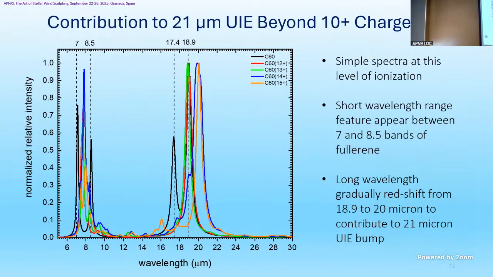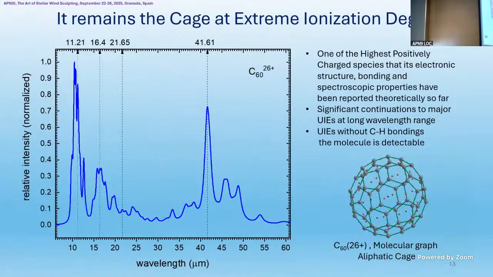More charges, more contribution to the longer wavelengths. UIE is 21 micron. This is the spectrum of C60 26 plus, the highest charged molecule that you can find in HCl. Now, it contributes to 11.2, surprisingly, without any hydrogen. It contributes to 16.4, to 21.6, even to 14.41.